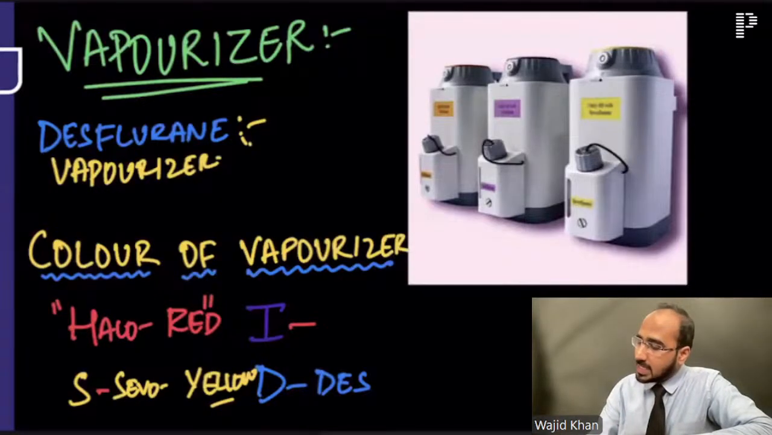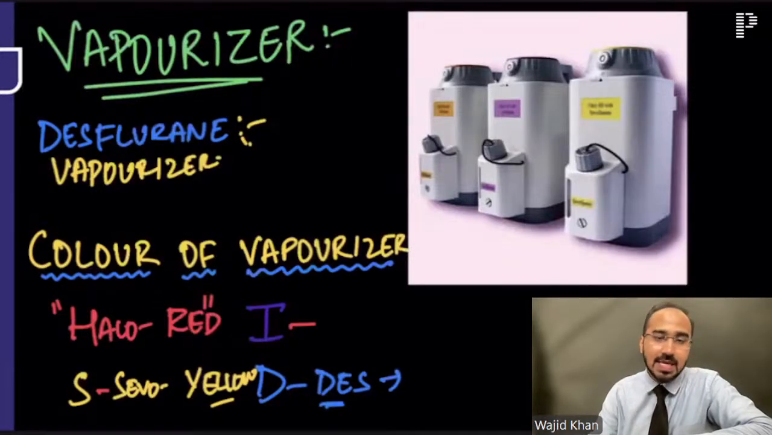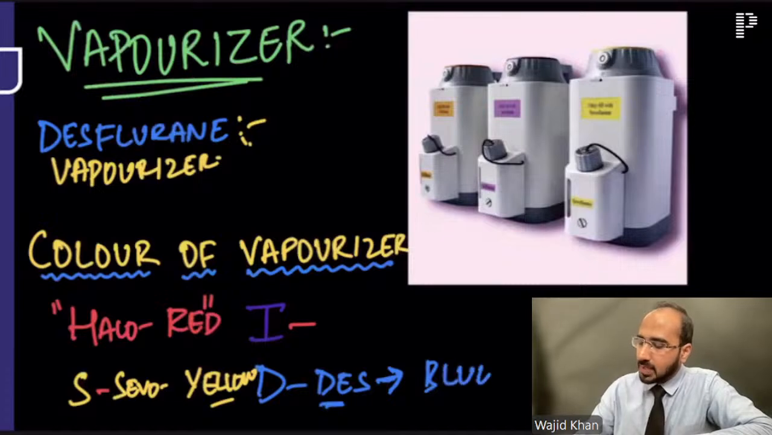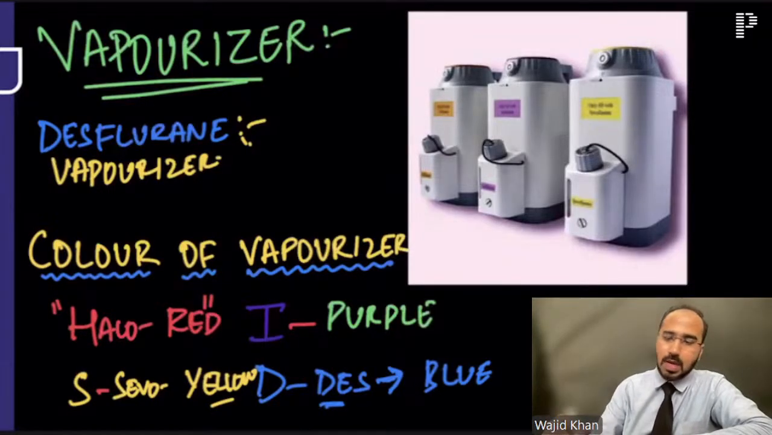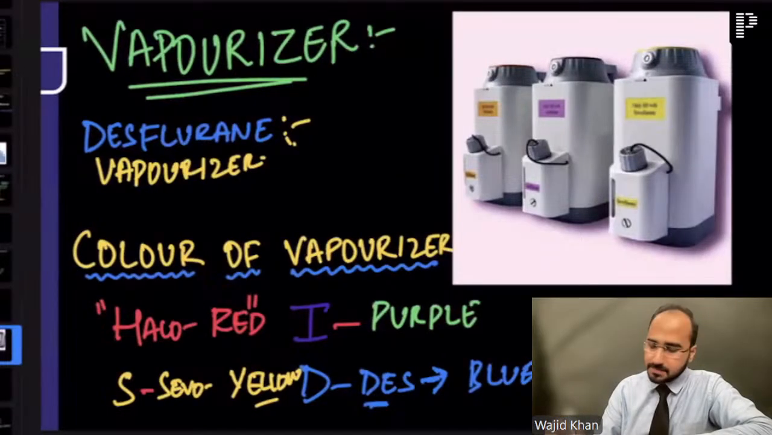Right. Next, D stands for desflurane. Desflurane is stored in what vaporizer? In what color vaporizer, guys? Des meaning desi. Desis yani ke Indians. Indian, what is the Indian jersey color? It is blue color. Isoflurane is purple color. Isoflurane is what color, guys? Purple color. Okay. Halothane red, sevo yellow, desflurane blue, and iso is purple in color.